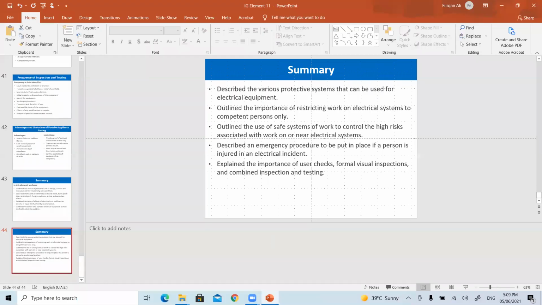Okay, guys, so that is the end of element number 11. So we have completed our IG2 modules as well.